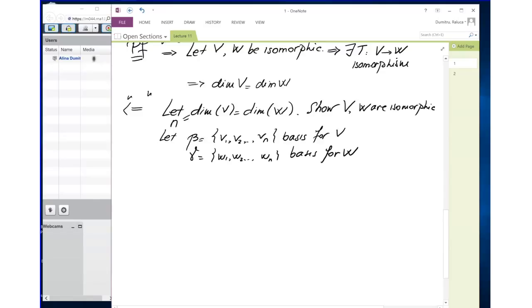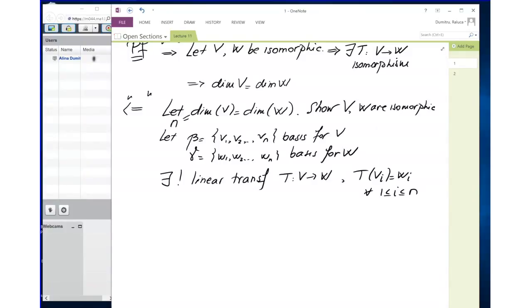Now, in order to show that two vector spaces are isomorphic, at this point, all I can do is construct an isomorphism between them. So I have to come up with a linear transformation that is invertible, and I can do that based on the elements from the basis. We know for sure that there exists a unique linear transformation T from V to W with the property that T of Vi equals Wi, because we proved that a linear transformation is completely determined by what it does on the elements of a basis.